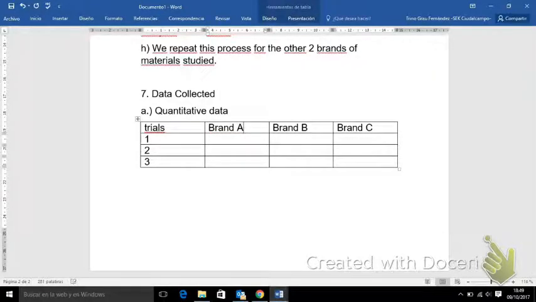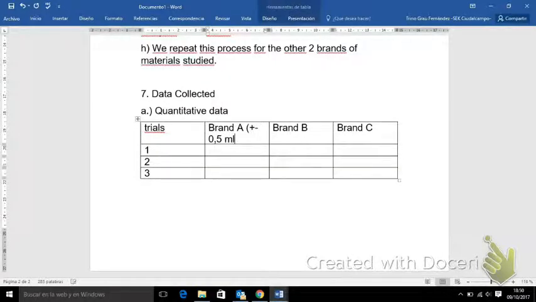And here you need to include the volume for each trial, for each brand, and also you need to include the precision of the measurement, that is plus minus 0.5 milliliters. Okay, so you need to include this for each brand. That is the precision of the measurement.